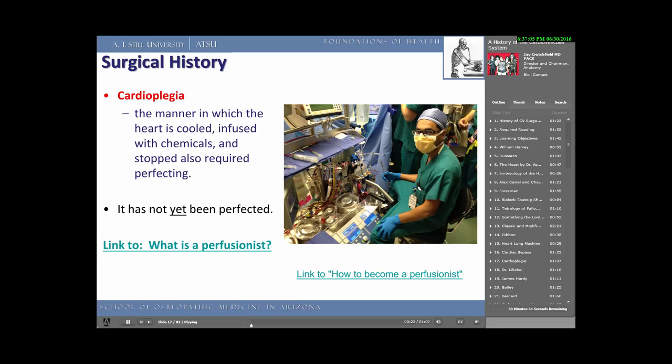That's right, we pour ice into the chest while the patient is in the operating room, and then somebody, usually a resident, holds the heart in this ice bath, for lack of a better word, while the coronary arteries are then sutured and bypassed. But what is a perfusionist, and what does it take to become a perfusionist?